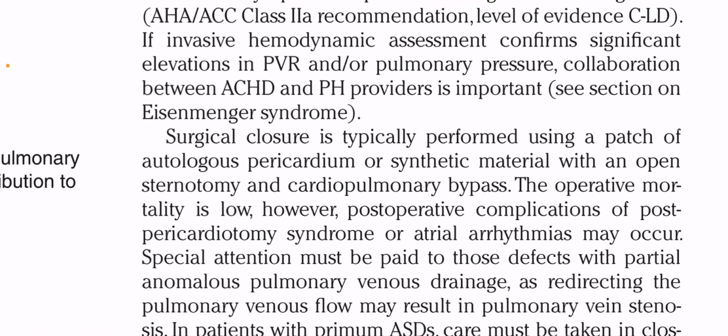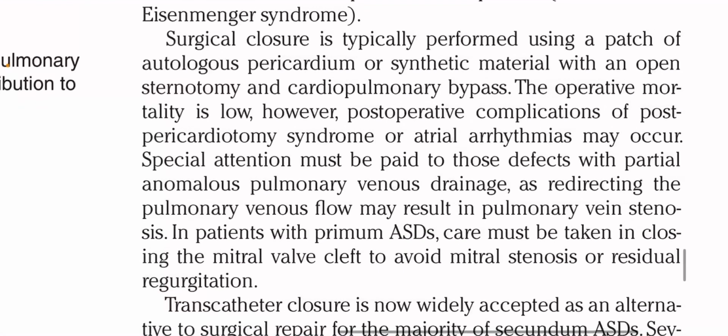If invasive hemodynamic assessment confirms significant elevation in pulmonary vascular resistance and/or pulmonary pressure, collaboration between adult congenital heart disease and pulmonary hypertension providers is important. Surgical closure is typically performed using a patch of autologous pericardium or synthetic material with an open sternotomy and cardiopulmonary bypass. The operative mortality is low.